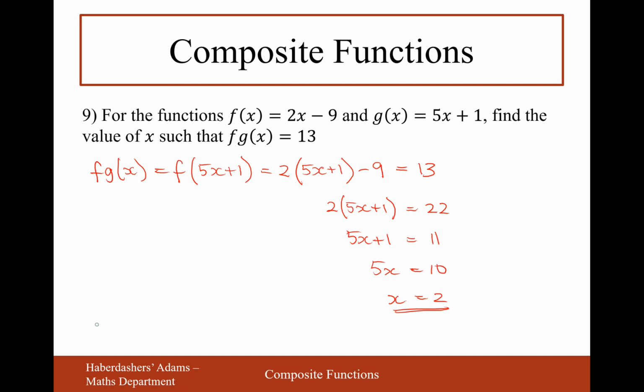Let's just check it if you want to. fg of 2. Put 2 into the g function first, and you will get 5 times 2, sorry, 5 times 2 is 10, plus 1 is 11. Then put 11 into the f function, and you'll get 22 minus 9. 22 minus 9 is 13. Hey, 13 is the output value when the input here was 2.